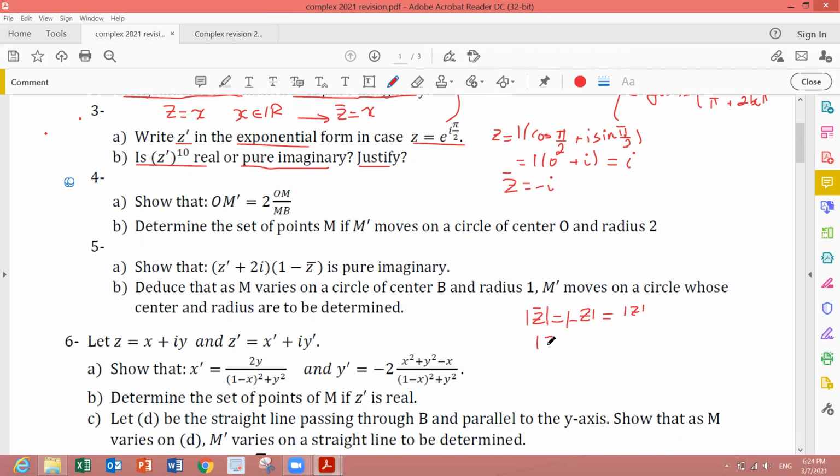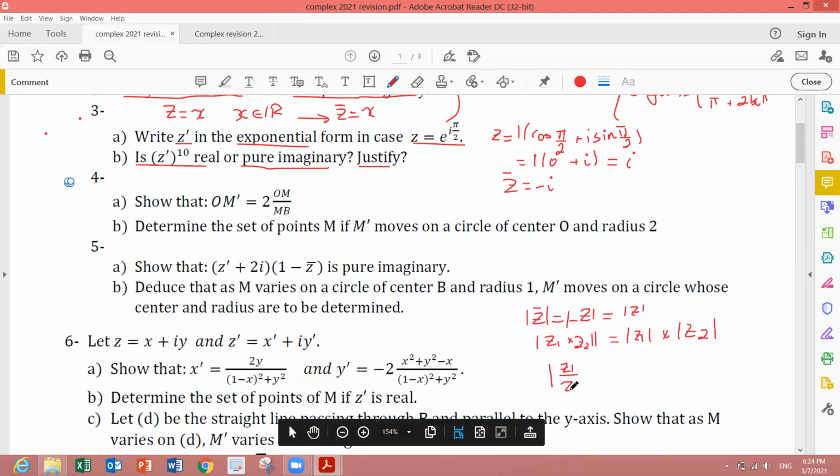Modulus of z1 times z2 equals modulus of z1 times modulus of z2. Modulus of z1 over z2 equals modulus of z1 over modulus of z2.